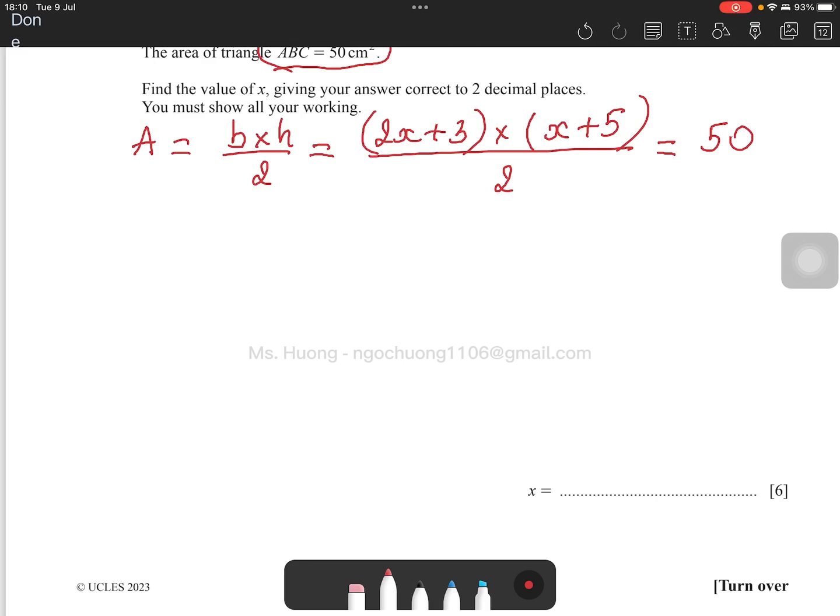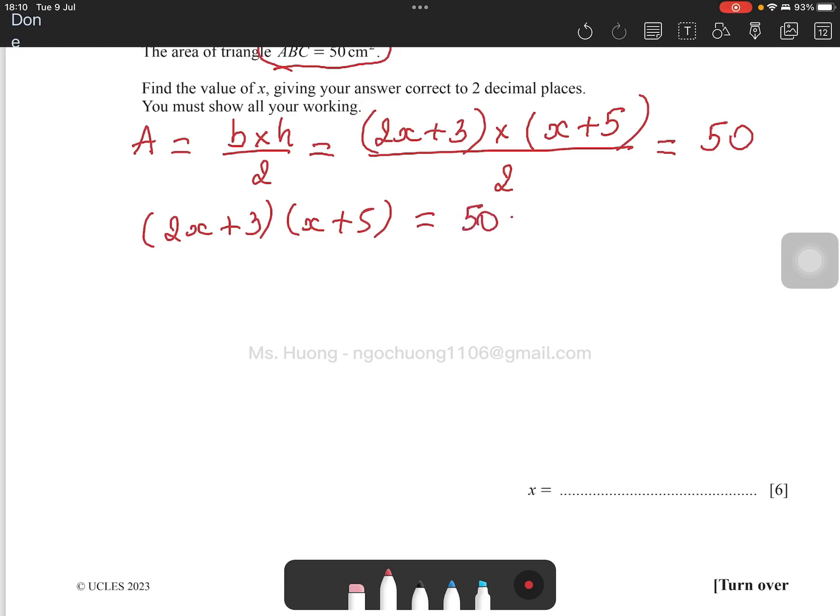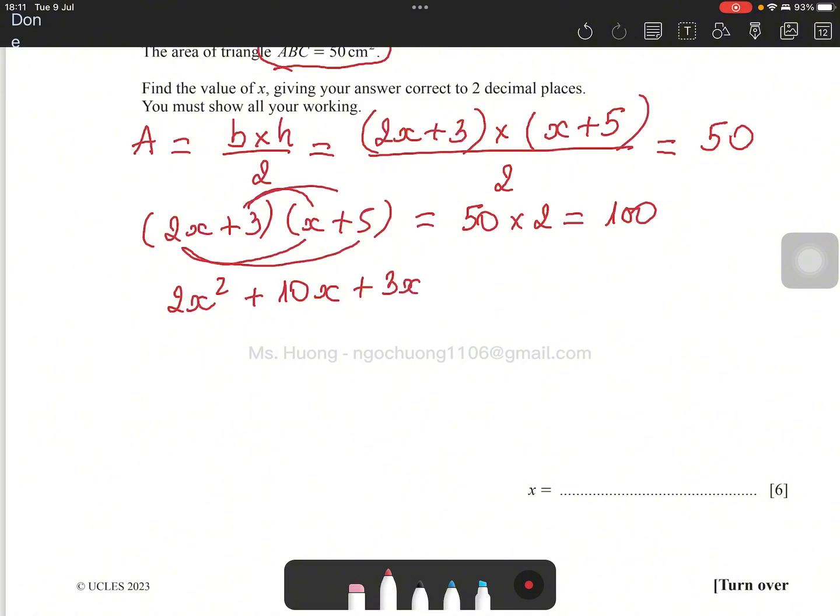First, we will multiply both sides by the number 2. So it is 2x plus 3 times x plus 5. We multiply both sides by 2. So the right-hand side is 50 times 2 equals 100. And then we expand the left-hand side. 2x times x is 2x squared. 2x times 5 is 10x. And then 3x. Finally, 3 times 5 is 15. Equals 100 on the right-hand side.